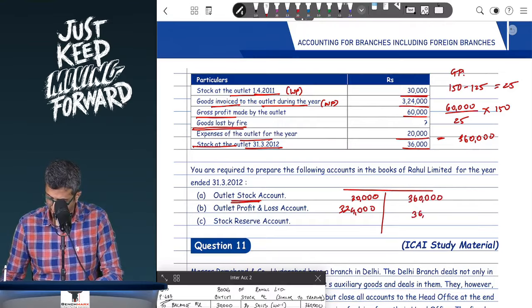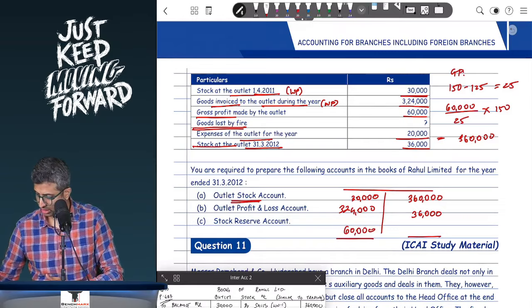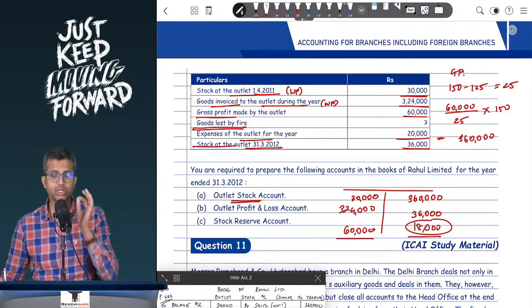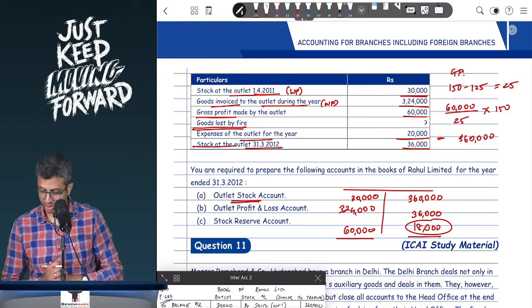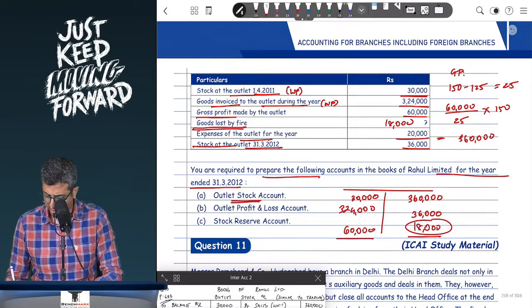Closing stock 36,000. GP is 60,000. If I were to subtotal this, 30 and 324 and 60, 414 minus 360 minus 36 will probably come to 18,000. This must be the invoice value of the goods lost by fire. 18,000. Aja, you are required to prepare the following accounts for the year ended 31st March 12.